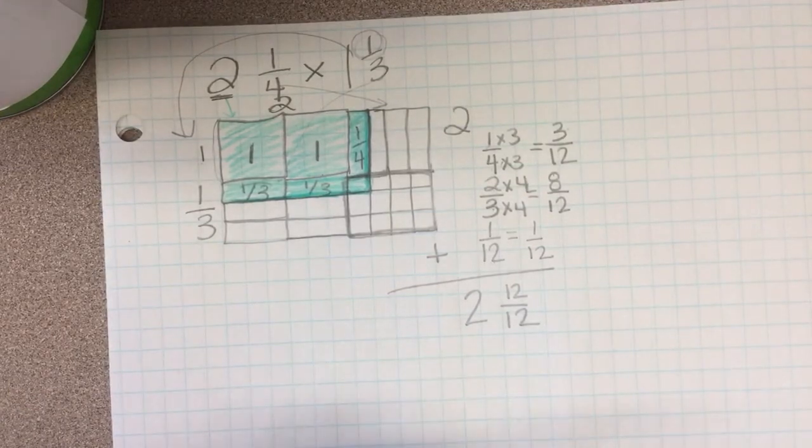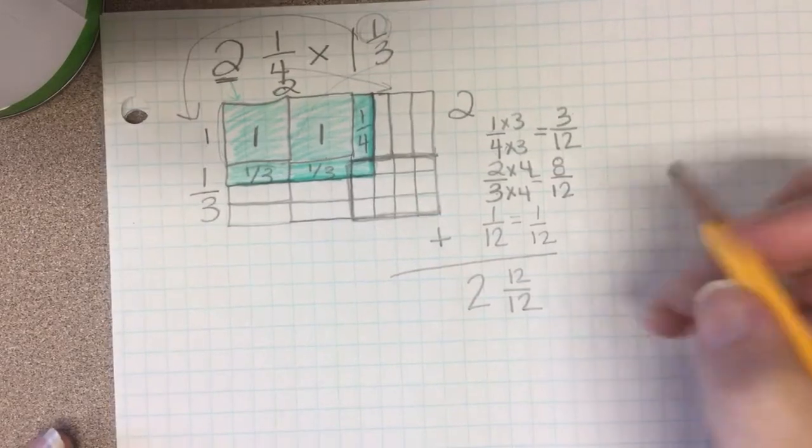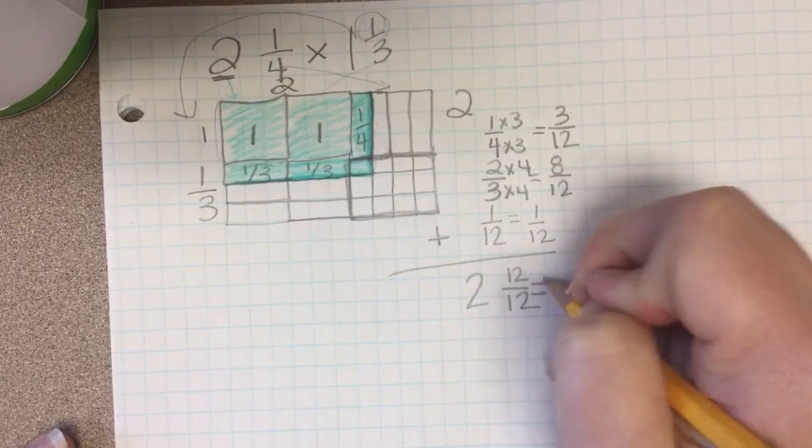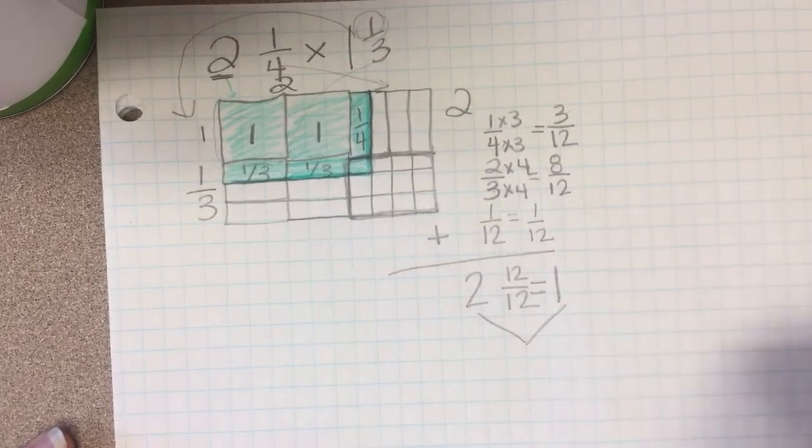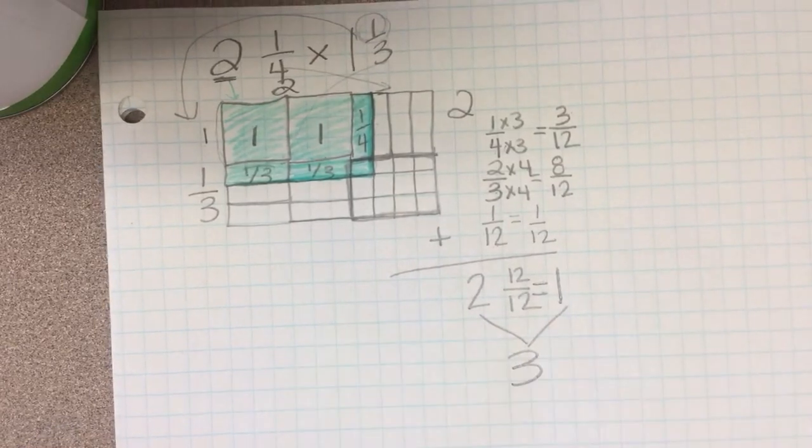So I have to figure out what this equals. Well, 12 twelfths, I know 12 twelfths equals another whole. So 2 wholes plus 1 whole equals 3 wholes. So we're going to do another example, kind of the same way.